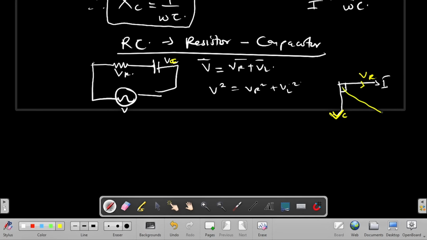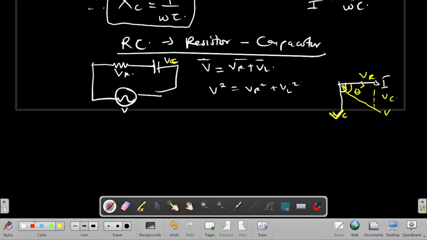Therefore, to find my effective or total voltage V, it will lie here. Then this will be the phase difference. So here you can see I have my VC and I have my VR. Using Pythagoras theorem, the effective voltage becomes V squared equals VR squared plus VC squared.